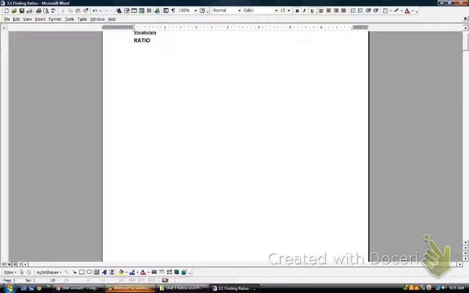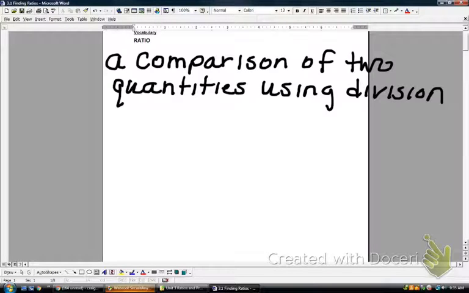A ratio is a comparison of two quantities using division. So I've written the definition, and you can pause this and write the definition as well. A ratio looks like a fraction, and so here are some examples of ratios, and I know you've seen these last year with Mrs. Whetstone.